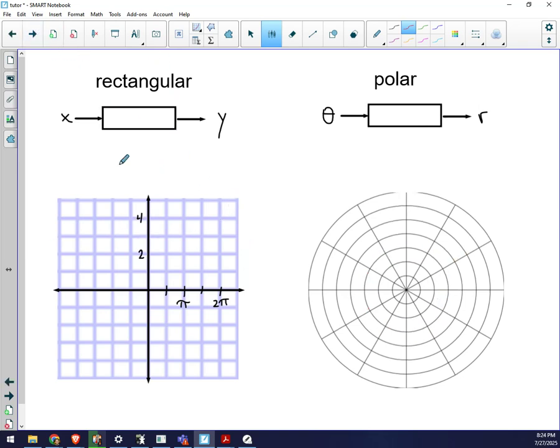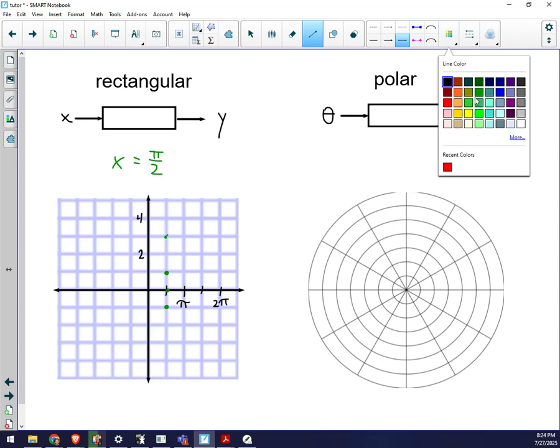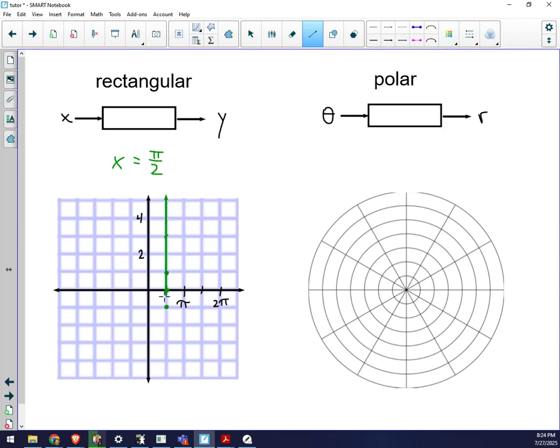Now, what if we had x equals pi halves? Every point on the rectangular coordinate plane that has an x-coordinate of pi halves. Here's a point, pi halves 1, pi halves -1, pi halves 0, etc., pi halves 3. Every point on the rectangular coordinate plane with an x-coordinate of pi halves creates a vertical line.